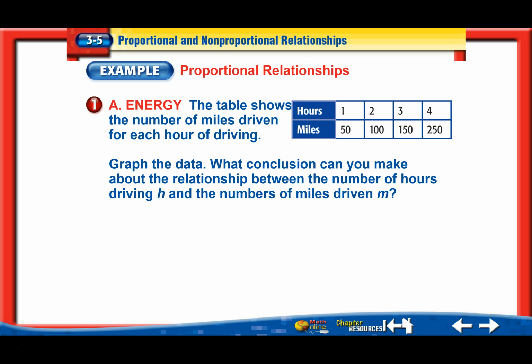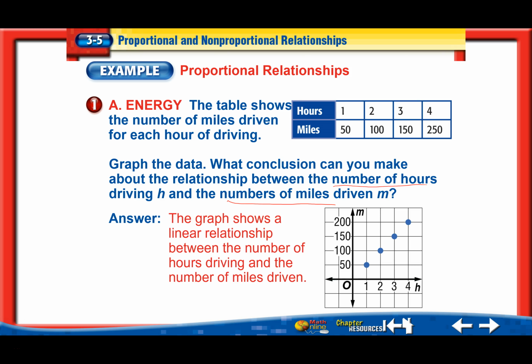The table here shows the number of miles driven for each hour of driving. So if I drive 1 hour, I go 50 miles. In 2 hours, I go 100 miles. In 3 hours, 150, and so on. Whoa, except for that last one there. Graph the data. What conclusion can you make about the relationship between the number of hours driving and the number of miles driven, M?